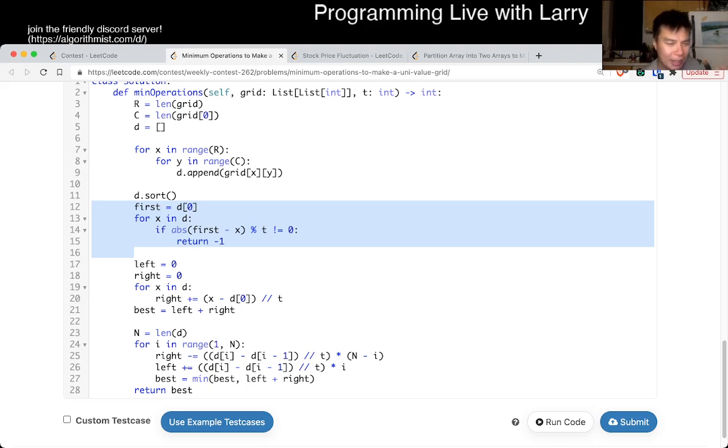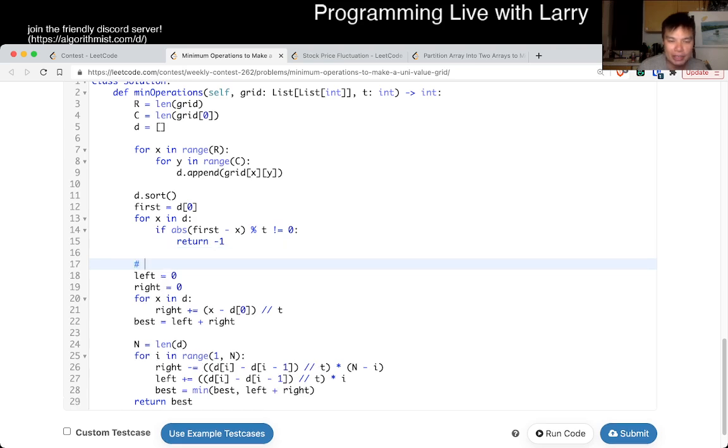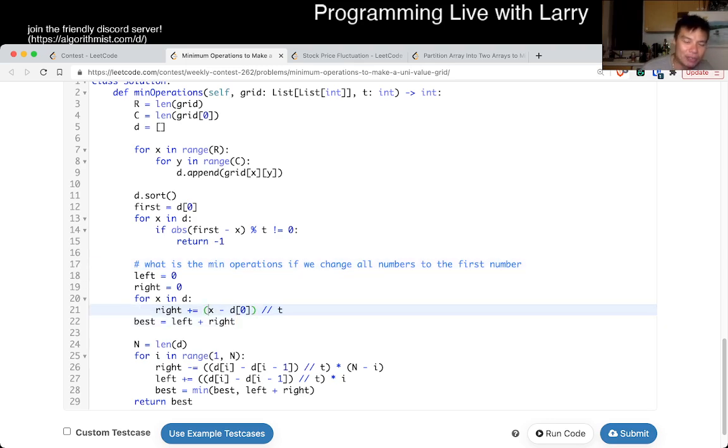You can write this in a number of ways. This is the way that I did it. Then I ask myself, what is the min operations if we change all numbers to the first number? The way that I ended up doing this was a very mathy solution. This part is not that bad. If we change all the numbers to the first number, this is the cost. Basically, this is the difference, and you divide by t, so this is the number of times you use t.